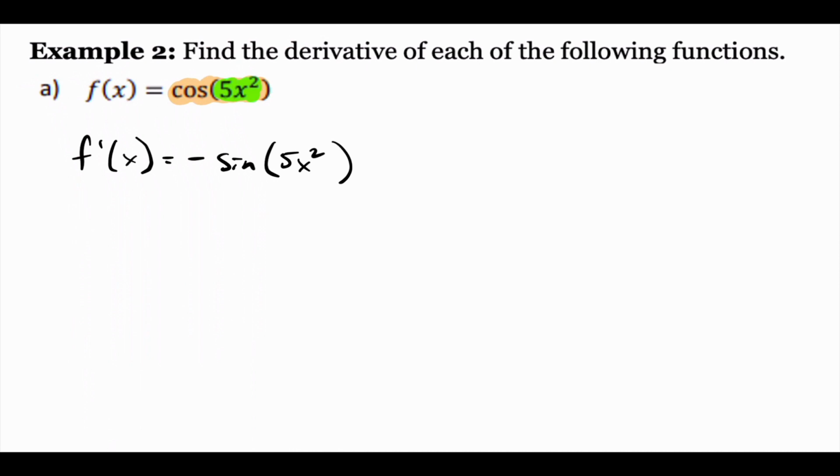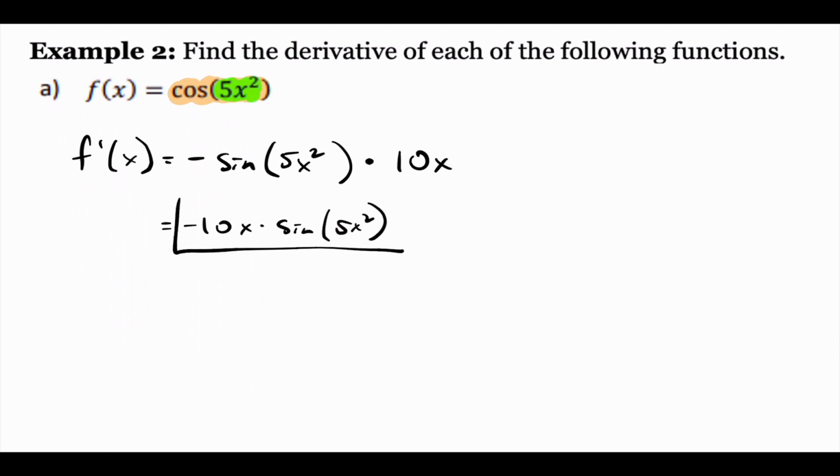Now we need a chain. Multiplication. Now we're going to find the derivative of the inside. What is the derivative of the inside? 10x. Chain rule's done. Now I would move the 10x to the front because this is multiplication. I would say negative 10x times sine of 5x squared. But that's not calculus. That's just moving things around, right? That's what I would do. But that's it. You're done. Okay.